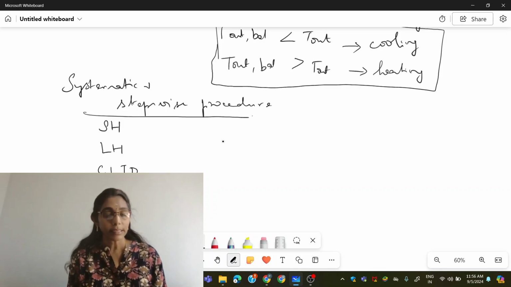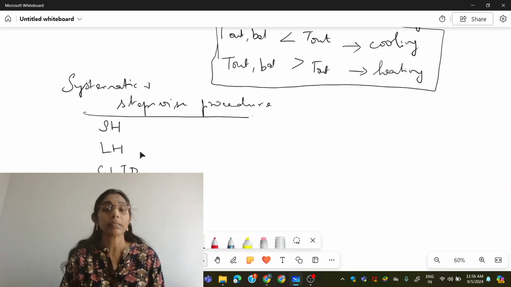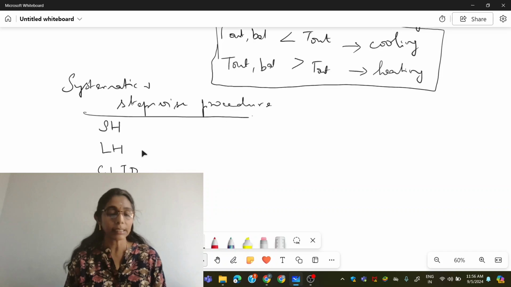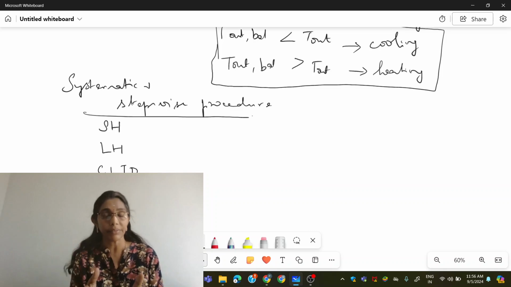So the first one, that is sensible heat. The sensible heat is nothing but the heat that is realized due to change in temperature. When I say temperature, it is dry bulb temperature. Okay. The next is latent heat. This is the load or the heat that is realized due to change in moisture content. And the next you have the cooling load temperature difference. The cooling load temperature difference is the difference between the temperature inside the room and outside the room. If it is a building, then it's inside the building and outside the building.